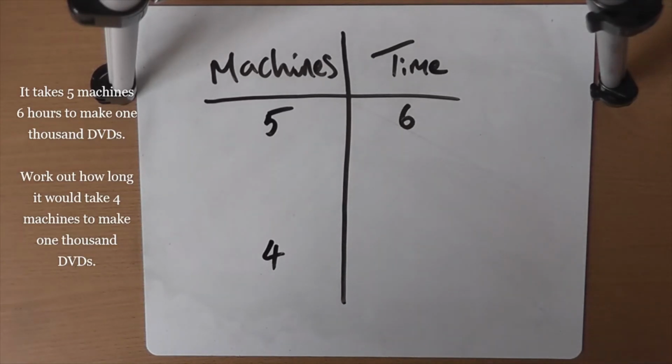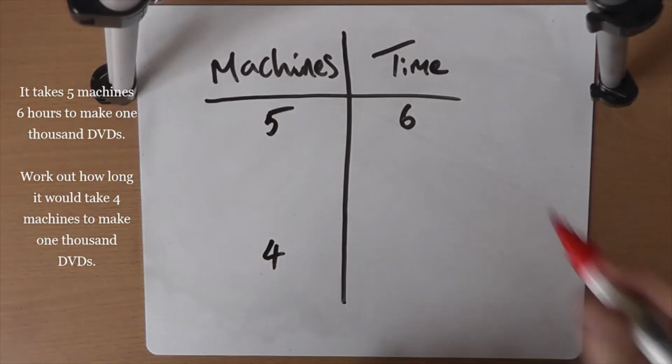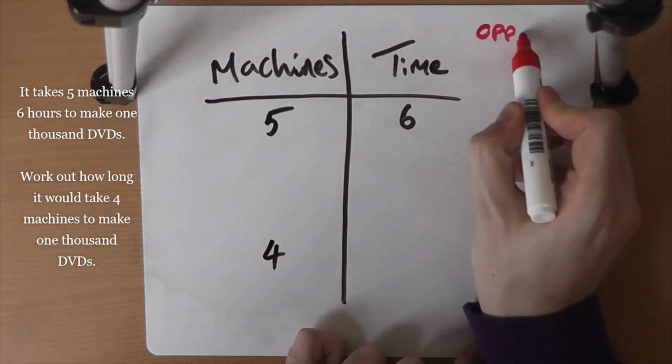We ask ourselves a simple question. Are they going to be changing together or are they going to be changing separately? Well, if we decrease the number of machines, if there are fewer machines making DVDs, then it is going to take longer. So as one goes down, the other is going to go up, which means they are changing opposite to each other.